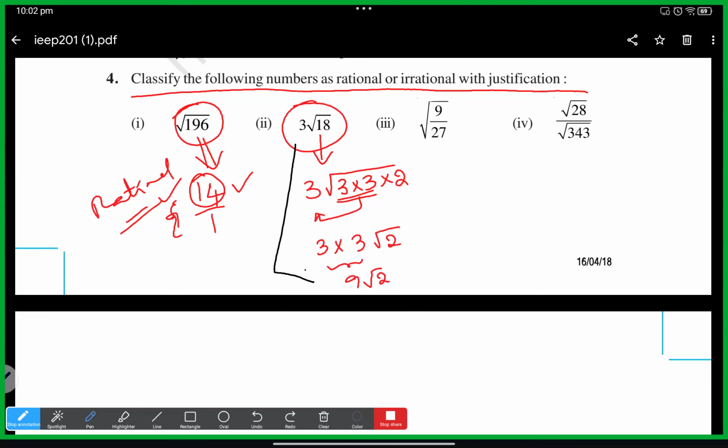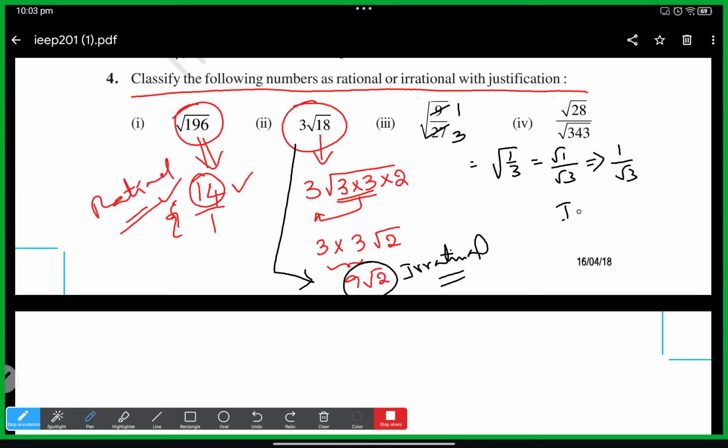So because of that reason, it's irrational. Yes, it has an irrational term, root 2, multiplied with 9. So that's irrational. Now this next one, we can do some cancellation. 9 ones are 9, 3 threes are 9. So finally the simplest form is root of 1 by 3, which is 1 by root 3. Here root 3 is irrational. So when you divide 1 by root 3, the result will also be an irrational number because root 3 is irrational.